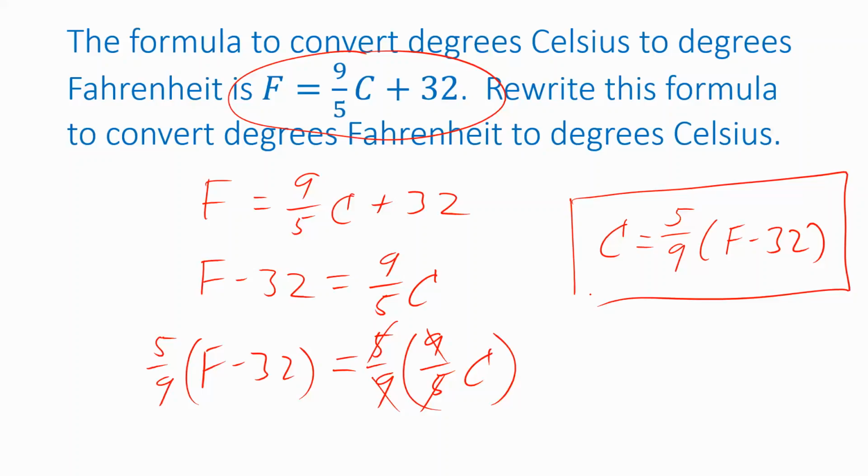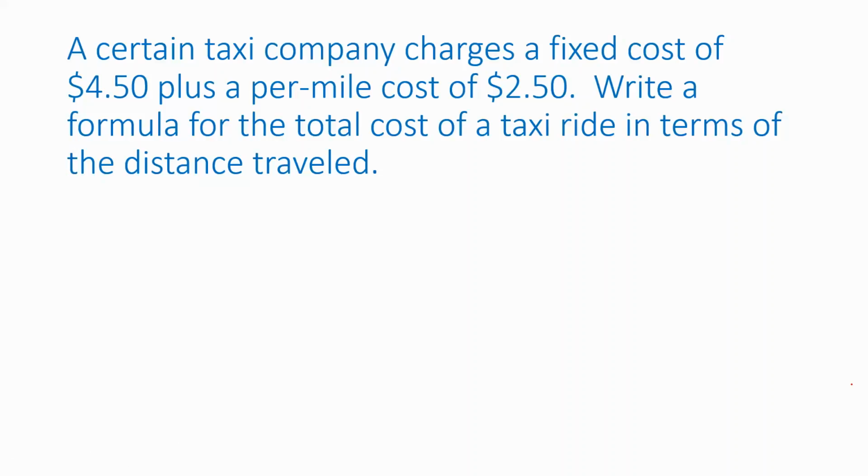Okay, one more example of working with equations. This time we're going to write our own from a description. In this example, we're told that a certain taxi company charges a fixed cost of $4.50 plus a per mile cost of $2.50. And we're supposed to write a formula for the total cost of a taxi ride in terms of the distance traveled. So first of all, let's introduce some symbols to represent the quantities we're talking about here. We've got distance traveled. I think I'll use a D for that. So D will represent distance traveled.